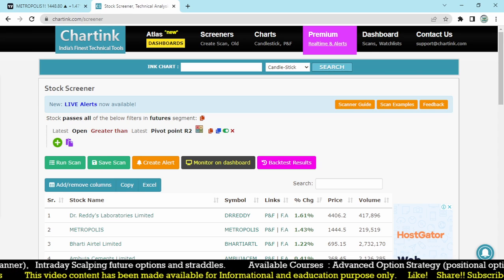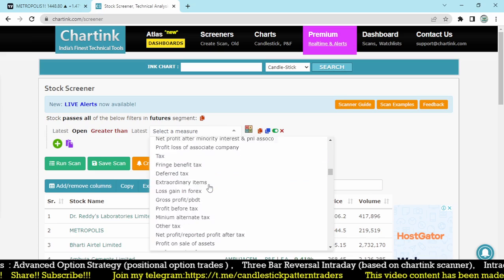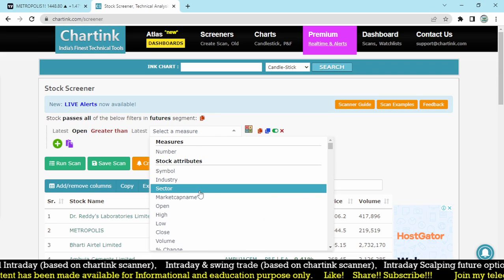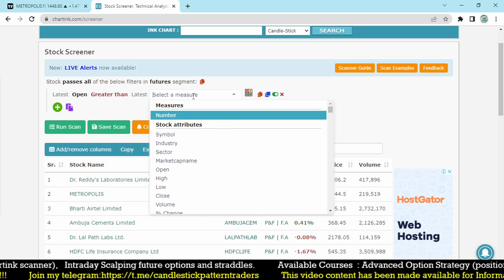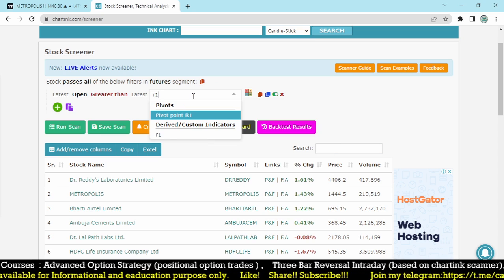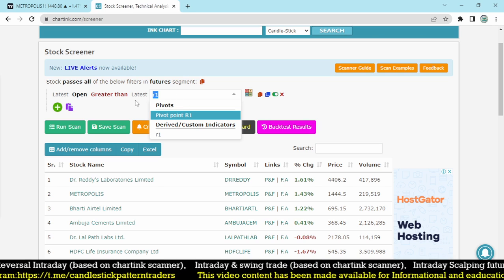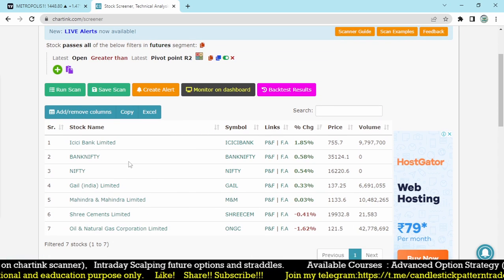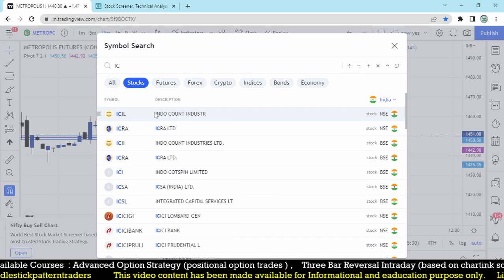Pivot point R1, R2. So we can use R2, pivot point R2. Yes, custom scanner, right? R1 or R2. Let me try it out. Pivot point R2. Any stock which opens greater than R2. ICICI Bank Limited, but here R1 and R2 are not updated. So let me try it out.